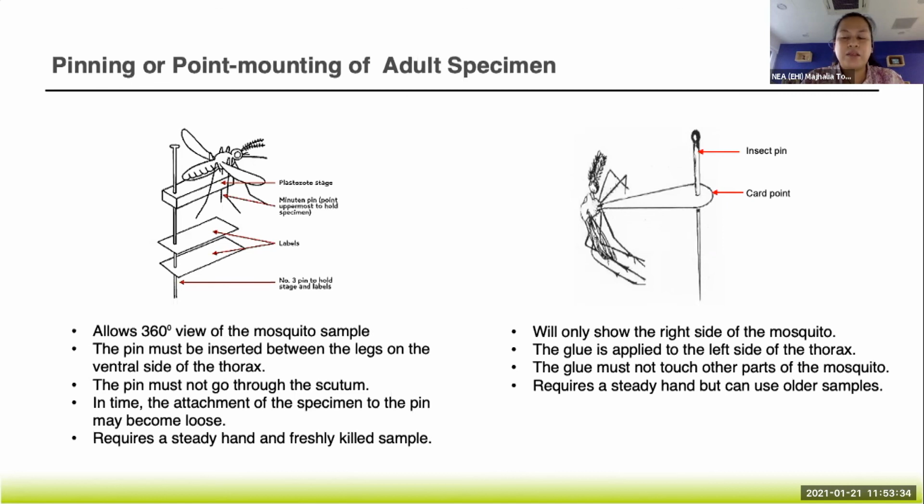But this is easier to do, and of course, if you want better samples, you will do rehydration using the humidity or moist chamber. But most of the time, this is what we use because it is faster, and it can use whatever sample is available for you, as long as they have all the necessary taxonomic characteristics for identification.